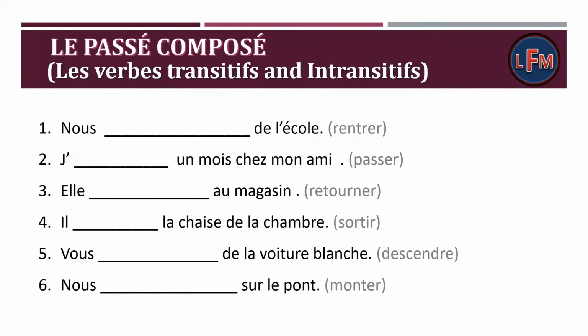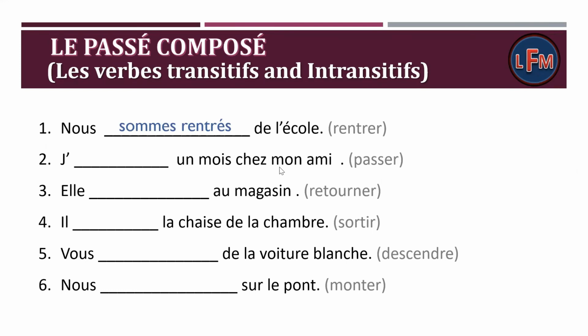Now let's do some sentences. Nous dash de l'école. Here we have the verb rentrer. So we dash from the school. Here there is no object. It is we who are returning from the school. So we use here the être verb, which means it is intransitive. So we'll write nous sommes rentrés de l'école.